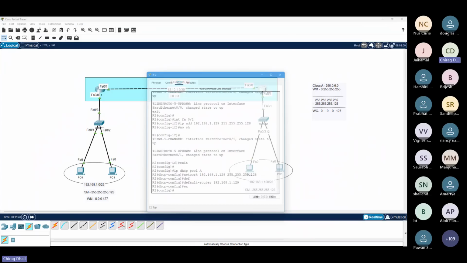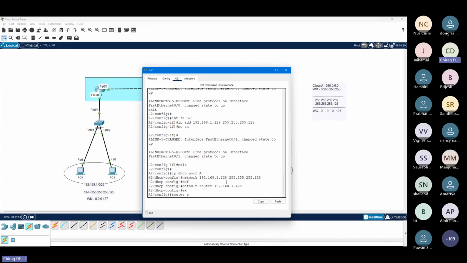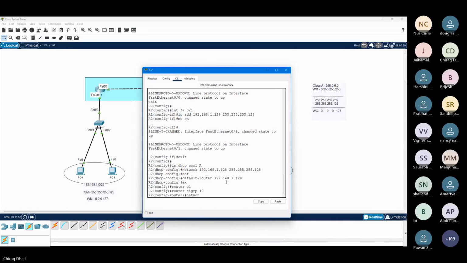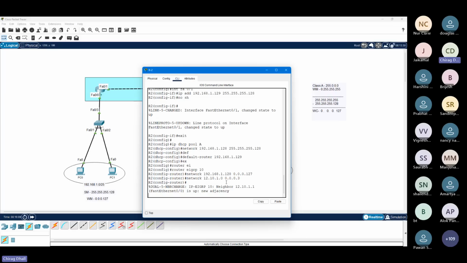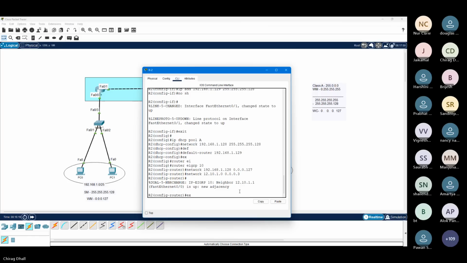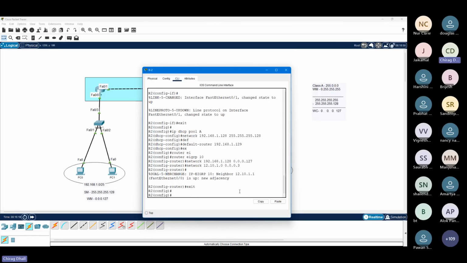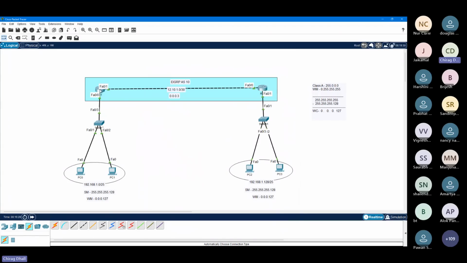I'll go to router 2. Router EIGRP 10, network 192.168.1.128 with the wildcard mask 0.0.0.127 and network 12.10.1.0. The moment I hit the enter button, we can see EIGRP neighborship is up. That means they must have exchanged the routes automatically by now.